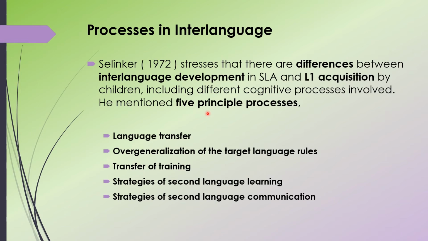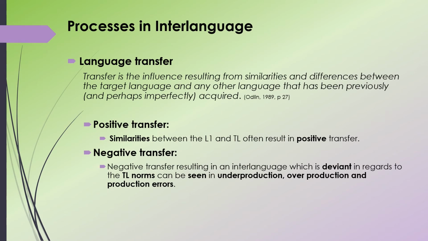So he mentioned five principal processes which can be introduced in interlanguage, and they are language transfer, overgeneralization of the target language rules, transfer of training, strategies of second language learning, and strategies of second language communication. So the first one is language transfer. According to Odlin 1989, transfer is the influence resulting from similarities and differences between the target language and any other language that has been previously acquired.